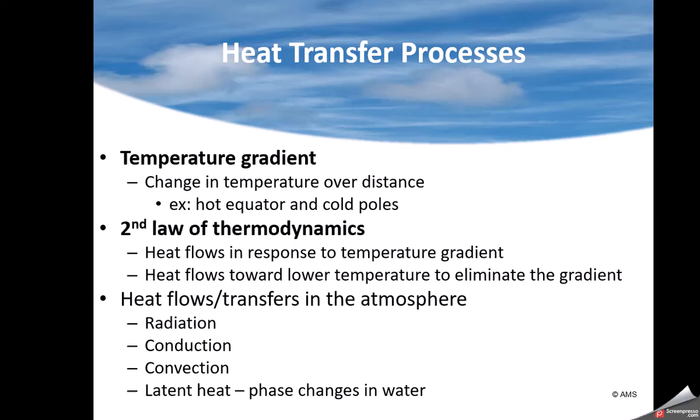And that means that heat will move from the hot source down at the equator towards the cold up near the poles. And it will do everything it can to try to make that one uniform temperature from the equator to the poles. It can't do it because the sun's always heating the equator more, but it's going to try it. And the processes it uses are radiation, conduction, convection, and latent heat. And we're going to talk about those now.